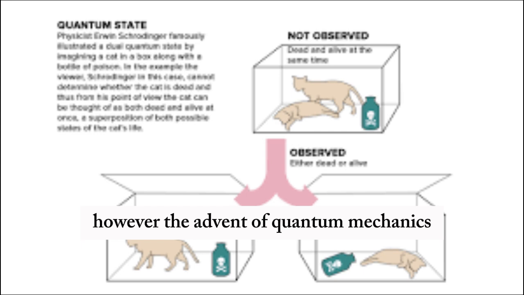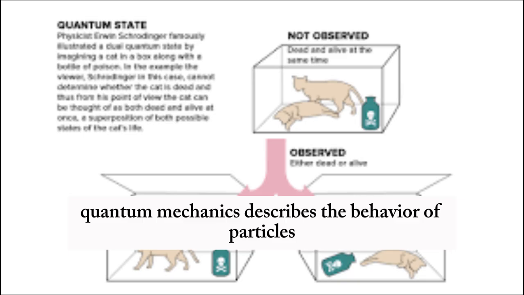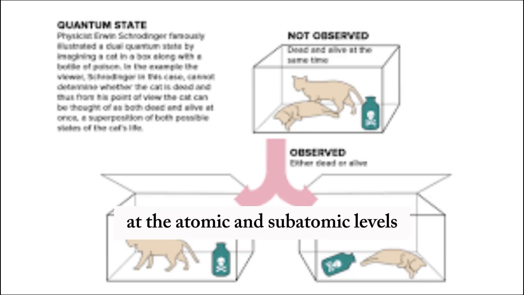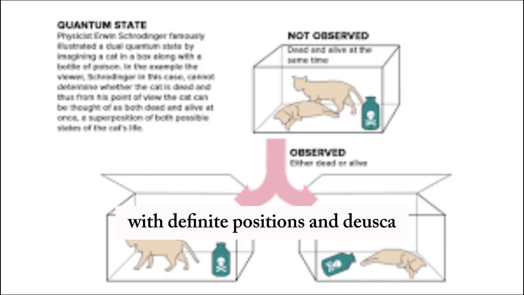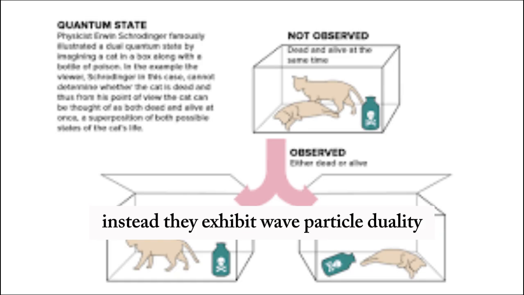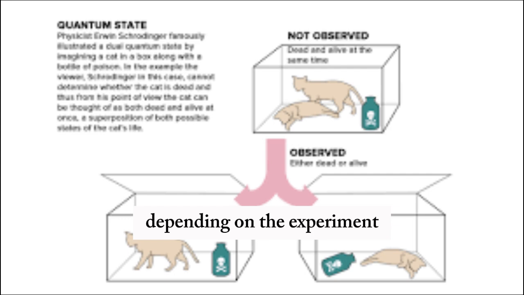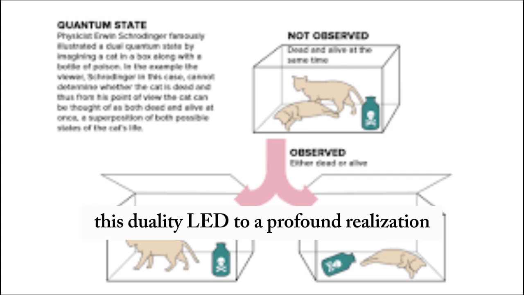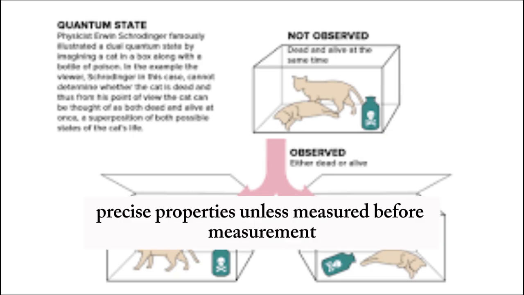However, the advent of quantum mechanics revealed a radically different picture. Quantum mechanics describes the behavior of particles at the atomic and subatomic levels. At this scale, particles such as electrons do not behave like tiny billiard balls with definite positions and velocities that can be tracked over time. Instead, they exhibit wave-particle duality, meaning they can behave like both particles and waves, depending on the experiment. This duality led to a profound realization: particles do not have fixed, precise properties unless measured.